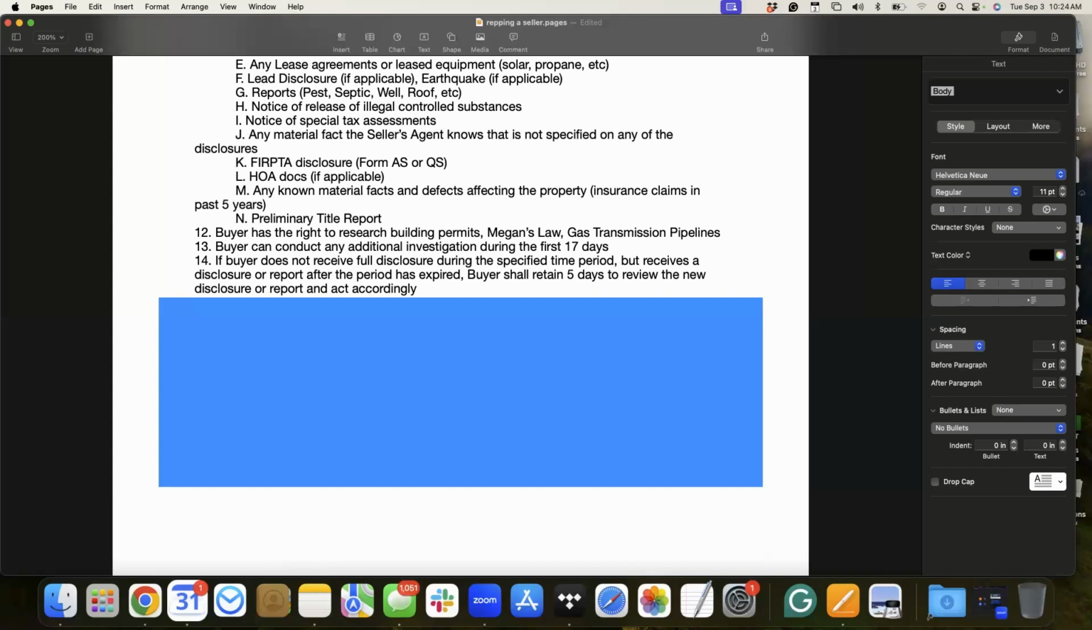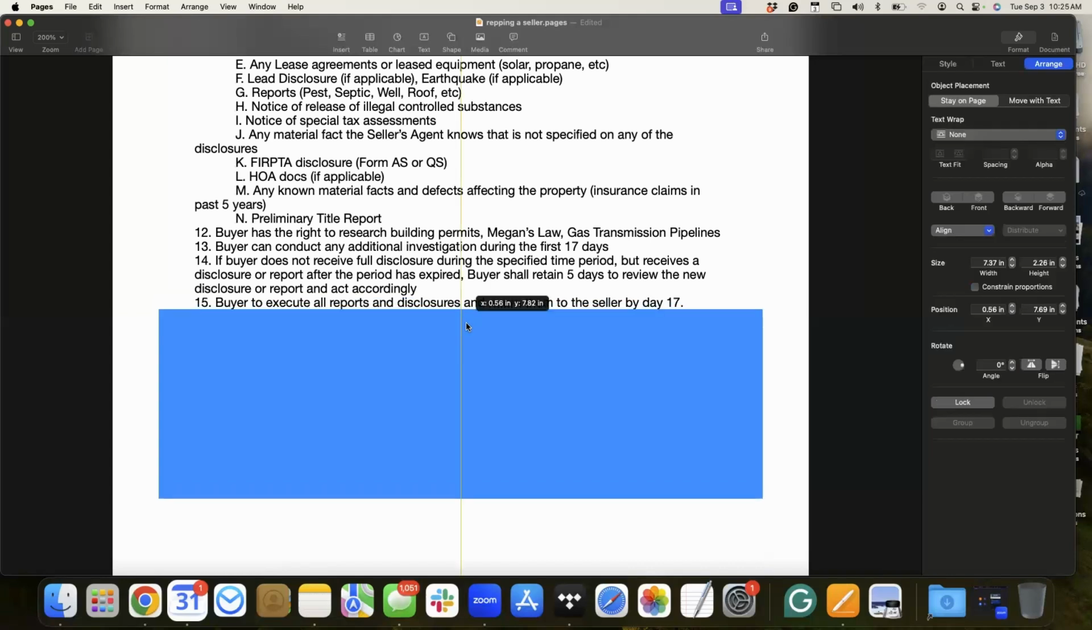And then what do we do as sellers? We get them to remove their contingency, right? We don't want to give them this free time. So the buyer should execute all reports and disclosures and return them to the seller by the 17th day. What else should they also be sending with that? All those signed disclosures and reports. They should be sending over their removal of contingencies.